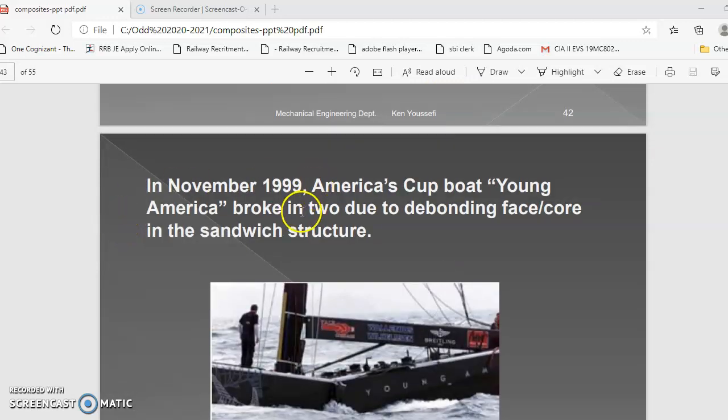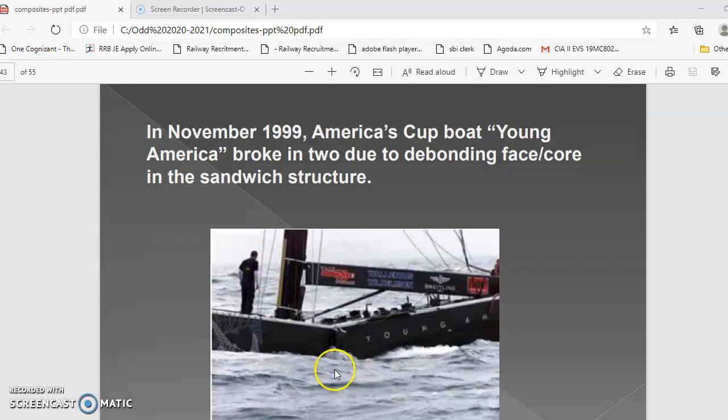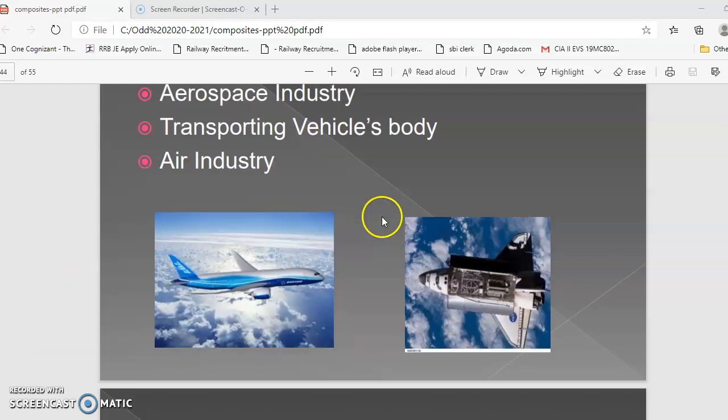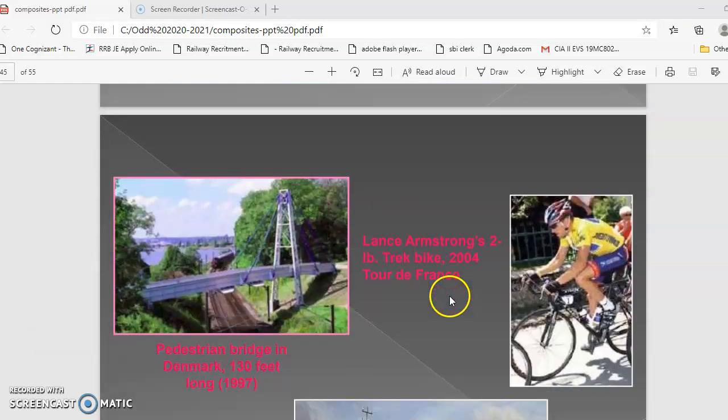In November 1999, America's Cup boat Young America broke in two due to debonding of the face from the core in the sandwich structure. Then uses of composites. We have a wide variety of applications of composites in aerospace industry, transport vehicles, body, air industry. Then we also use them for constructing a pedestrian bridge.